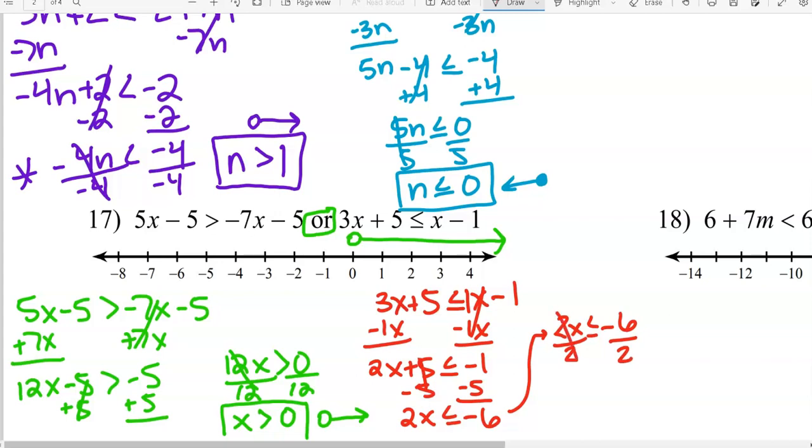Is my sign going to flip? No, because 2 was a positive number. So what is negative 6 divided by positive 2? Negative 3. So is negative 3 going to be open or closed? Going to be closed. And what direction are we going to go? To the left. Here we go. Closed and to the left.